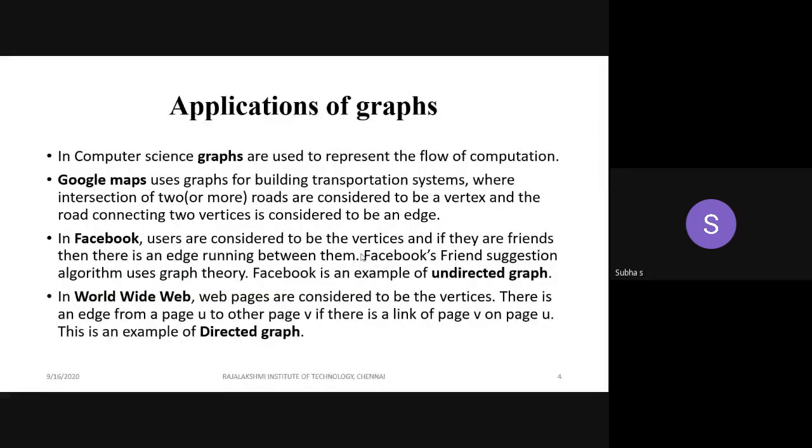We are using graph in computer science mainly to represent the flow of computation. That means how the program flow goes, how the execution works. Suppose in a simple program, you are using different functions. For example, you are going to write a C program for doing arithmetic operations. For addition, subtraction, multiplication, and division, you have written different functions for add, sub, multiply, divide.